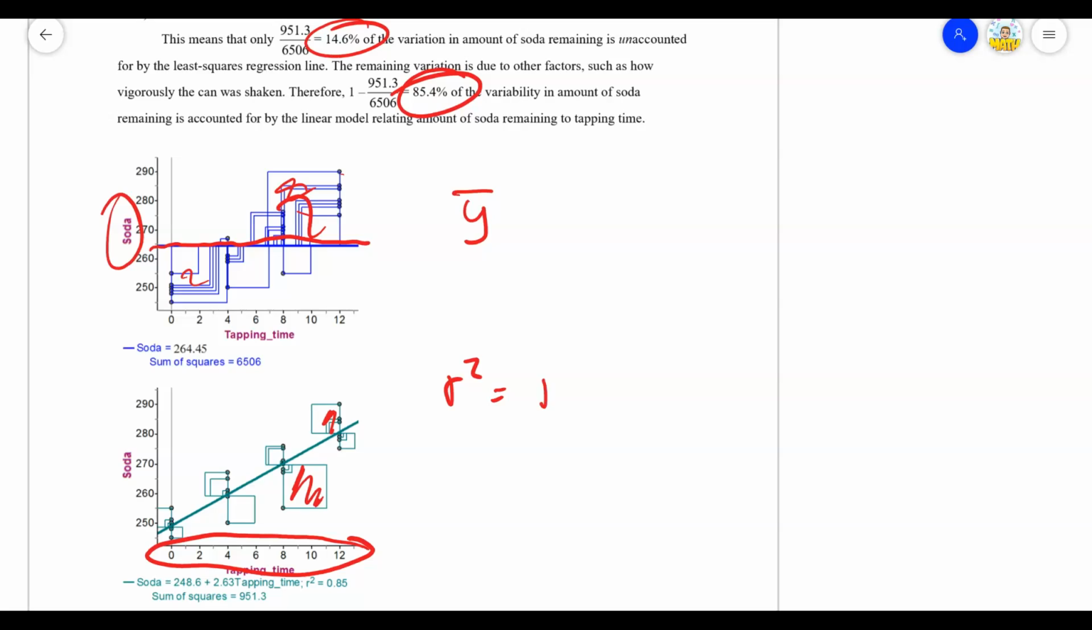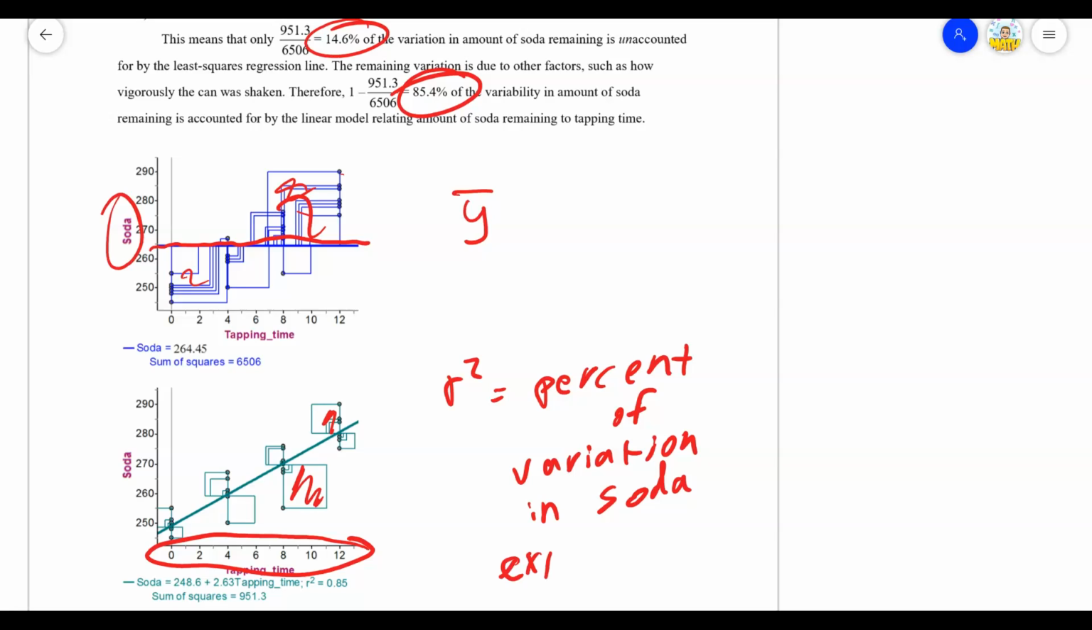Okay, it's the percent of variation or percent of change in the y variable explained by tapping time.